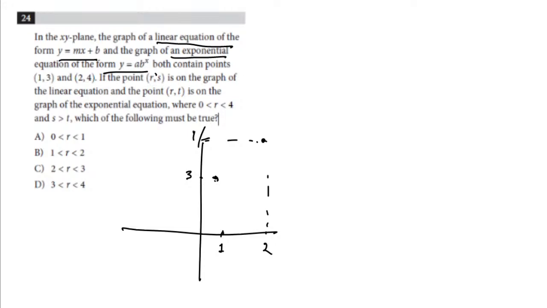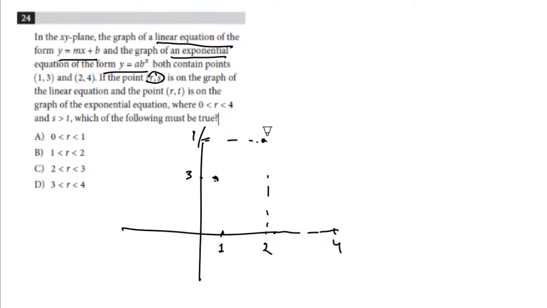The point RS is on the graph of the linear equation, and the point RT is on the graph of the exponential equation, where R is less than 4, so there's a 4, R is somewhere here, and S is bigger than T. Which of the following must be true? Okay, let's first draw kind of the graphs. We don't need to be exact here. Of course, if we would be exact, that would be better, but it's not that important for now.